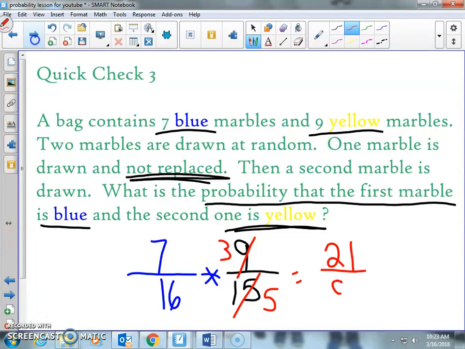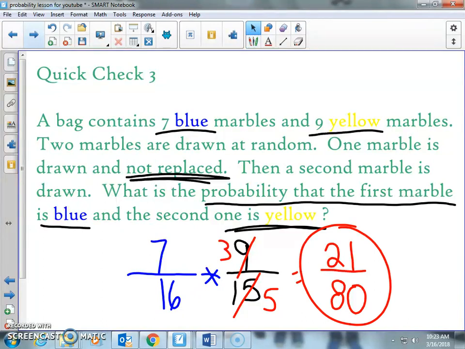This means if I conducted this experiment 80 times, 21 of the times, I would draw a blue marble first, not replace it, and then I would draw a yellow marble second. So that's dependent events, or dependent probability, because the second draw depended on the first one, or the second draw changed because of the first one, since I didn't replace the marble.